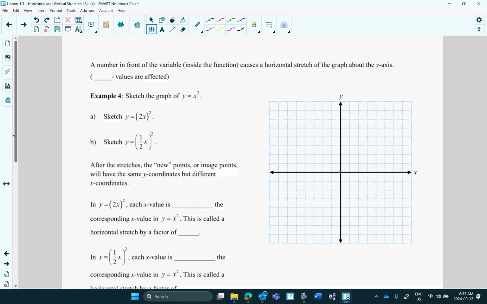Well, vertical stretches affect the y's. Horizontal stretches affect the x's. So like an accordion. So let's go back to y equals x squared and these horizontal stretches. So this is y equals x squared.